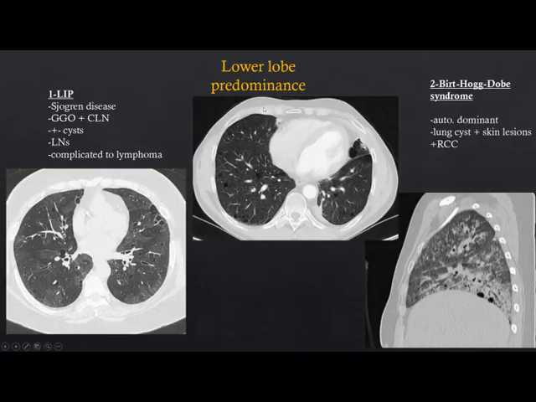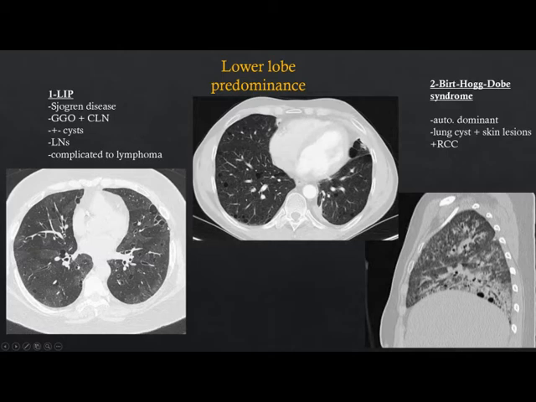Now let us see the differential diagnosis of lower lobe predominance cystic pulmonary disease. The first and most important differential diagnosis is lymphocytic interstitial pneumonia, which usually occurs in patients with Sjogren disease. And as we can see here, beside the scattered thin-walled cysts, there will be ground glass opacity and some nodularity. Also, maybe there is mediastinal lymphadenopathy. And because there is a risk of developing lymphoma in a patient with LIP, the presence of persistent consolidation may be suspicious in those patients.